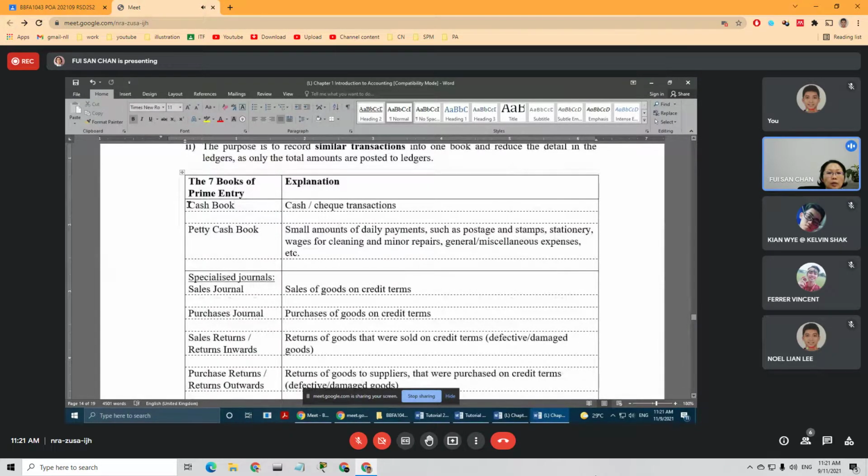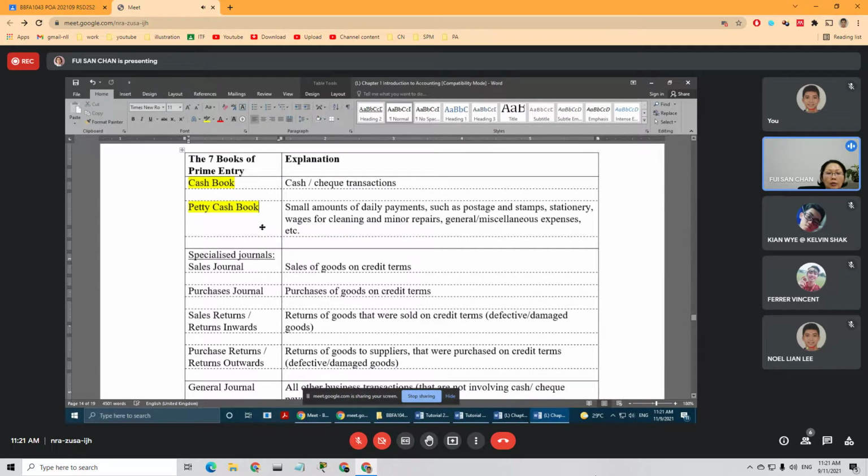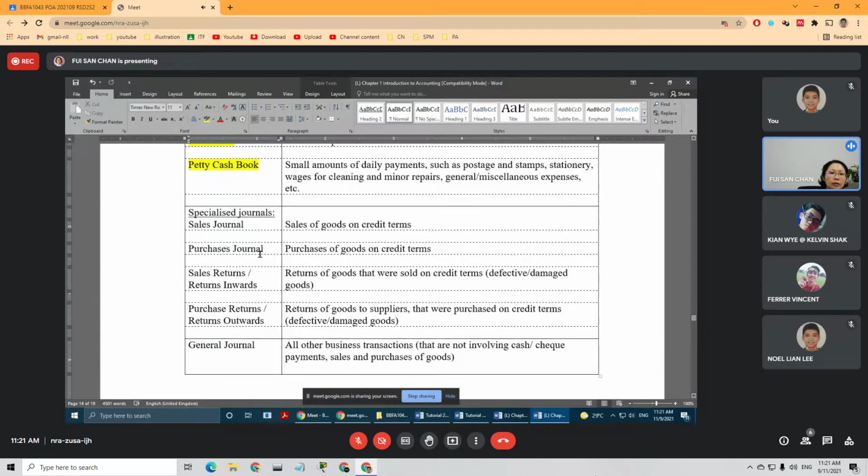So the cash book is one. The petty cash book is one. Basically in your lecture two, you learn the cash book and petty cash, so there are two books of prime entry already. And then we have specialized journals. Like I said just now: sales, purchases, return inwards, return outwards, cash book, petty cash, and general journal.